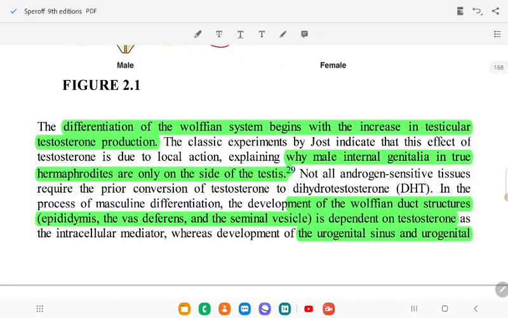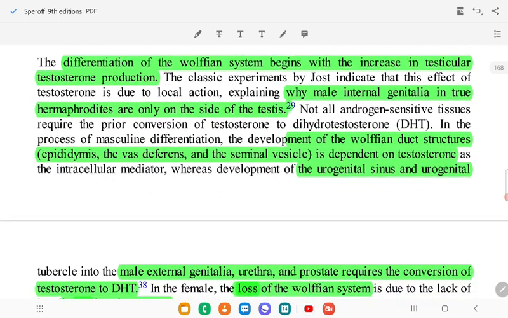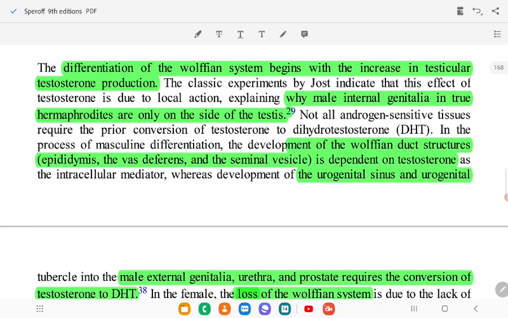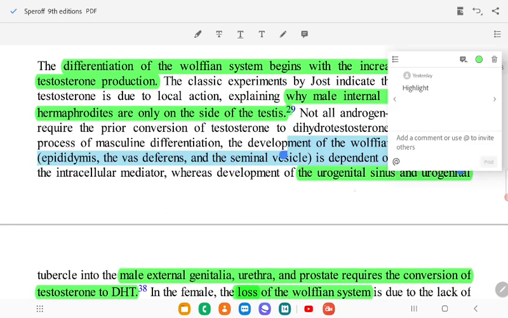The difference in the Wolffian system begins with the increase in testicular testosterone production. The male internal genital development does not all occur prior to testosterone in the presence of masculine differentiation, but the development of the structures like the seminal vesicle, I already told you the Wolffian duct structures, only occurs at the testosterone level. Structures like the seminal vesicle, epididymis, and vas deferens only depend on the testosterone.